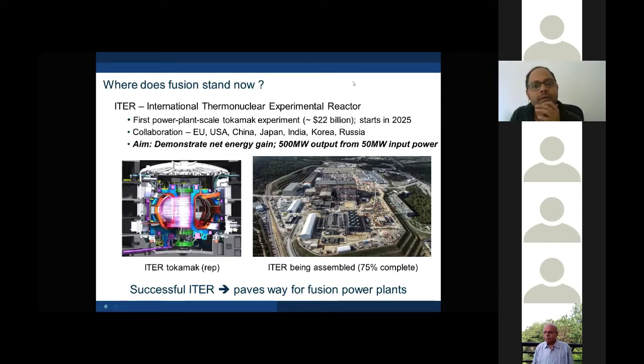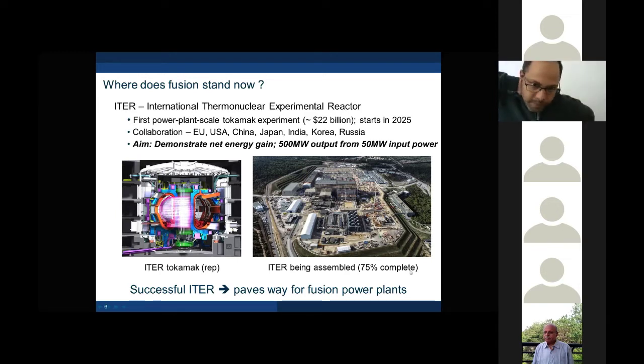But in recent years, fusion has reached some kind of a tipping point, or an inflection point, where several newer experiments are coming that are becoming more power plant relevant. One such example is ITER, an international collaboration of a fusion experiment being built in the south of France, the aim of which is to produce 500 megawatt of output thermal power from an input of 50 megawatt. And it is seen largely that if ITER succeeds, it paves the way for fusion power plants.